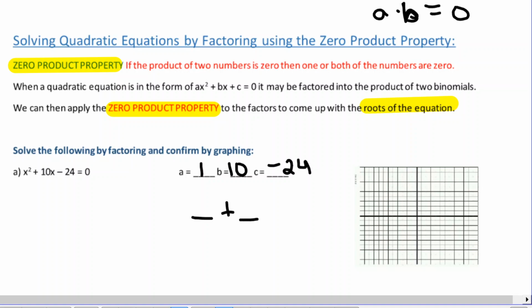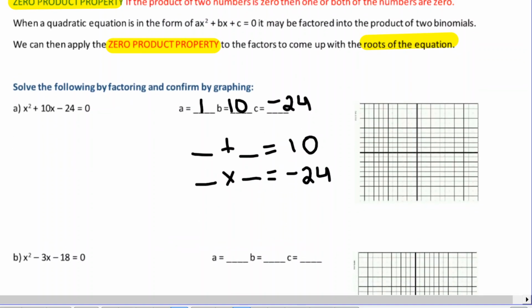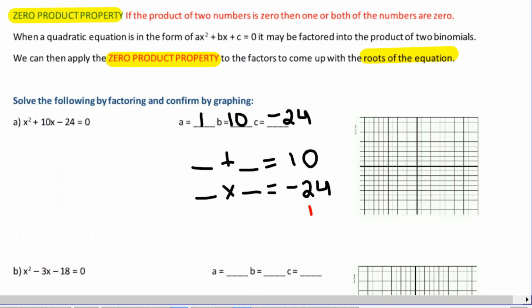I can factor this using that product sum table. I need to make sure these things add to my b value and multiply to my c value. I don't worry about a when it's 1. And so we think, what are the factors of 24? I would suggest starting by thinking of the factors. 24 can be 12 times 2, it can be 6 times 4, it can be 8 times 3, right? And think about which of these are somehow going to get us to 10.